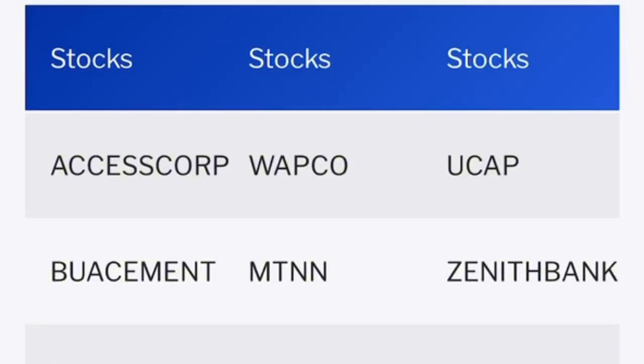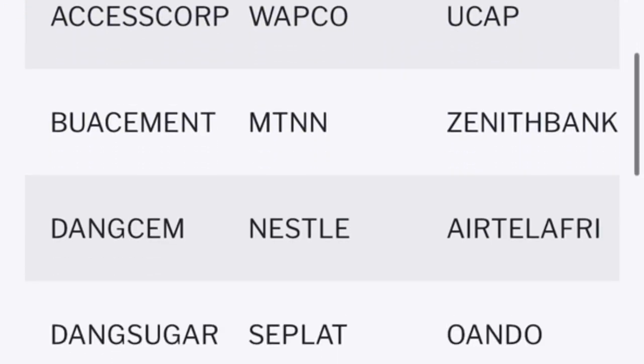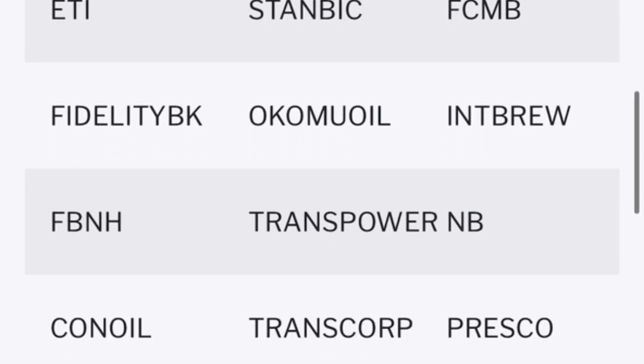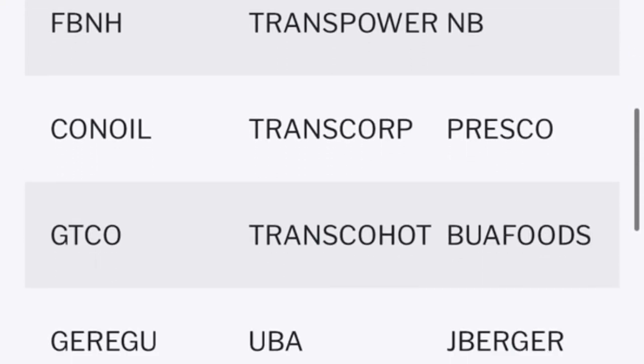Now, some of the stocks that are listed in this Stanbic IBTC ETF 30 are Nestle, MTN, Access Bank, Oando, and other top companies in the Nigerian stock market. So investing in the Stanbic IBTC ETF 30 is one way to diversify your portfolio.